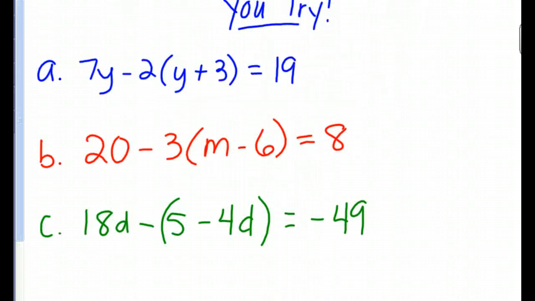All right, now for the U tries. Let's hope that all of these are correct. So A says 7y minus 2 times y plus 3 equals 19. B is 20 minus 3 times m minus 6 equals 8. C is 18d minus 5 times, remember right here, what goes right here, 4d, equals negative 49. So try them, and I'll pause and I'll give you the answers.